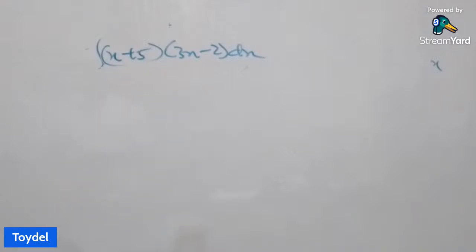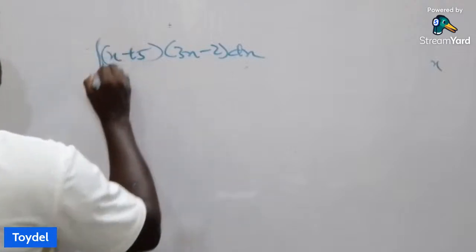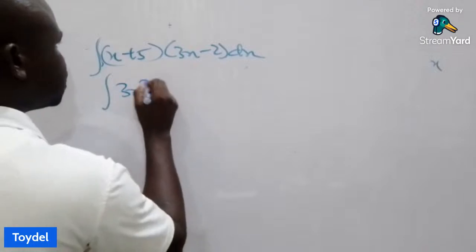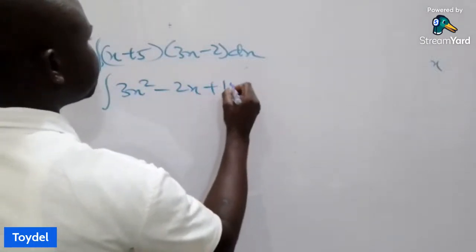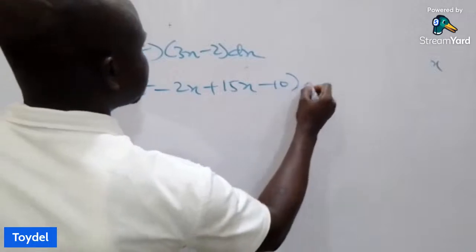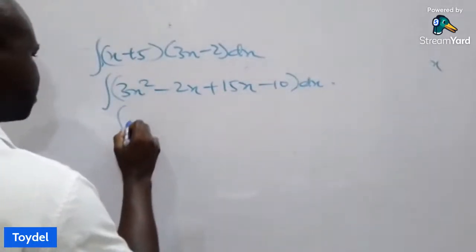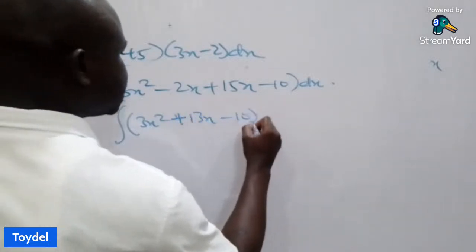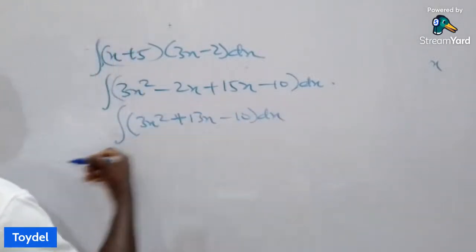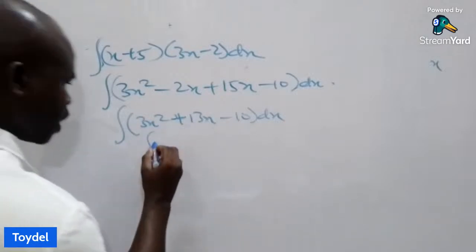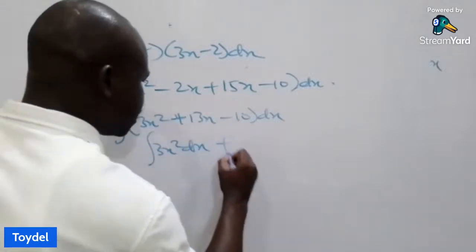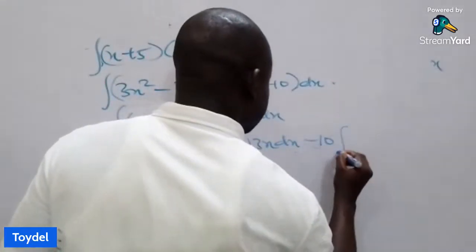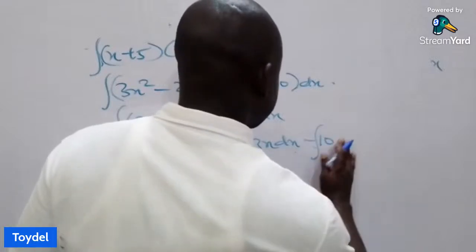You might decide to first expand what you have before you do the integration. So let me just expand. If I expand this, I'm going to get 3x squared minus 2x plus 15x minus 10 dx. If I simplify further, I'm going to have 3x squared plus 13x minus 10 dx. At this point now, I will just integrate separately. Because integration is linear, I can say the integral of 3x squared dx plus the integral of 13x dx minus the integral of 10 dx.